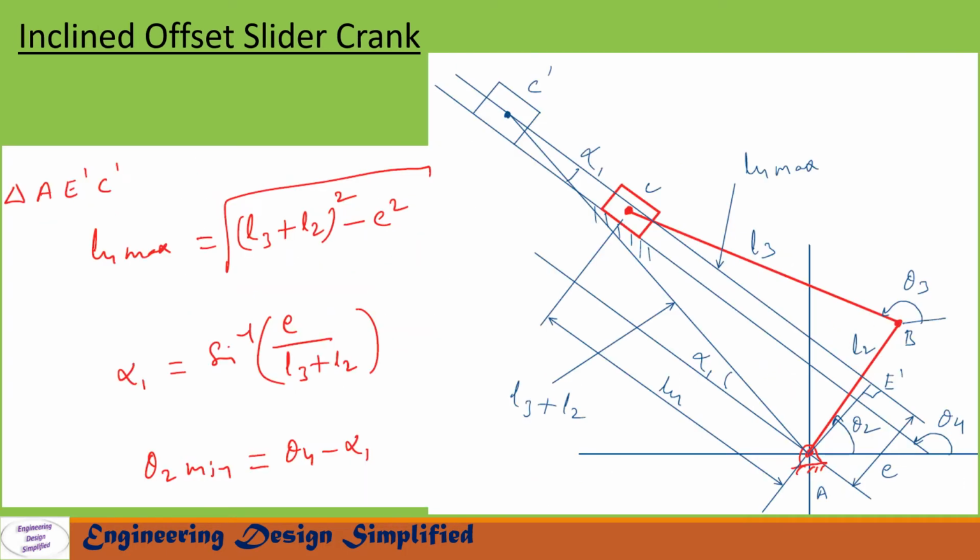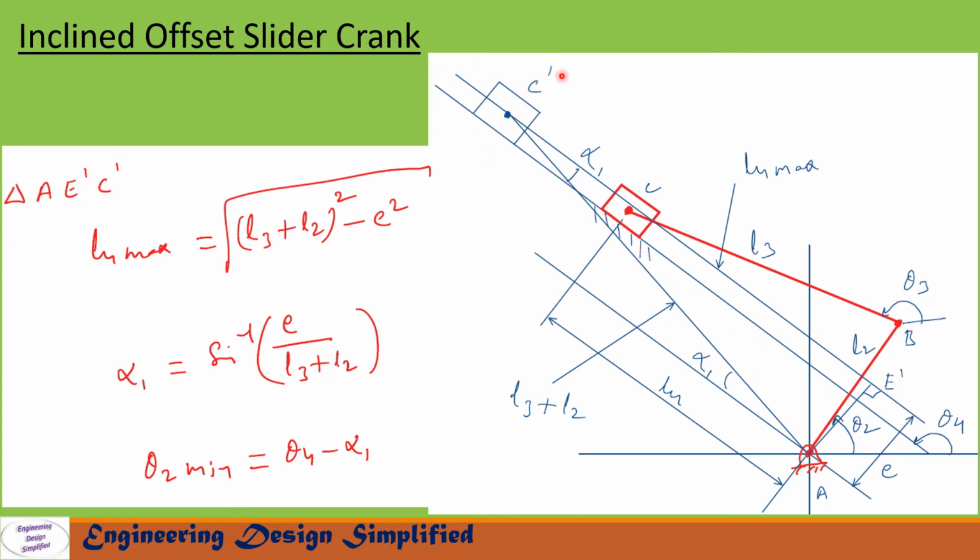Now let us see maximum position of the slider. Maximum position of the slider will occur when L3 and L2 come in line like shown in figure here. So this line is L3 plus L2, and this is the maximum position of the slider.